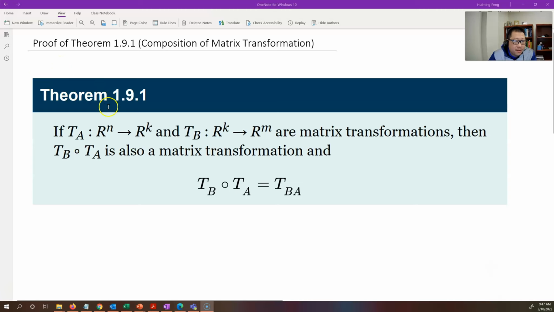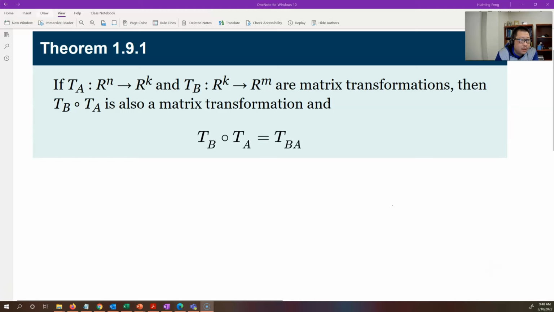Here, let's prove Theorem 1.9.1, which is the composition of matrix transformations. Suppose we have the first matrix transformation TA and the second TB. Then TB circle TA is what we call the composition of these two transformations. The theorem says the composition is a matrix transformation, and the corresponding standard matrix is just B times A. Why?